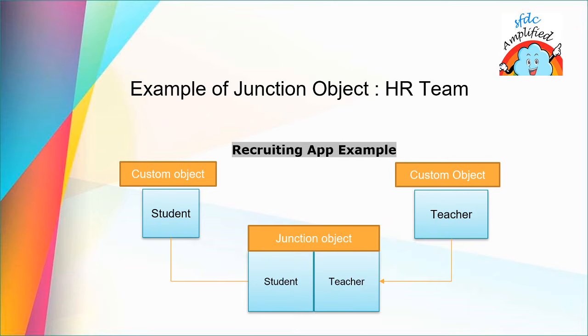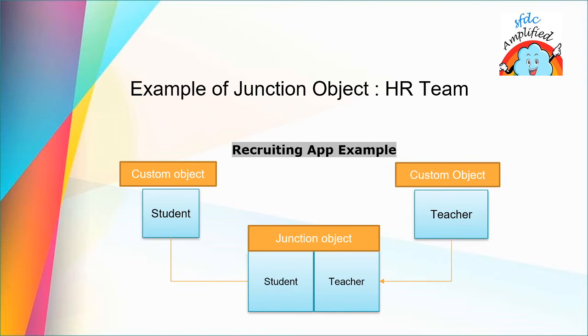And let me tell you guys about the junction object. This is a tricky topic, but I just tried my best to make it easier for you guys. So basically there is something called a junction object in Salesforce. Whenever we have two objects, let's say teacher and student, a teacher might have many students, and a student will have many teachers, so it's a many to many relationship.